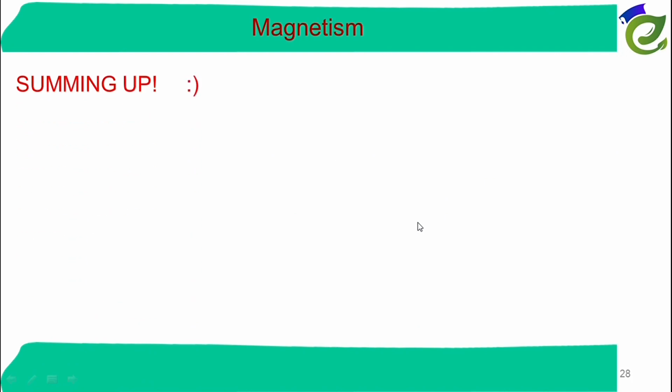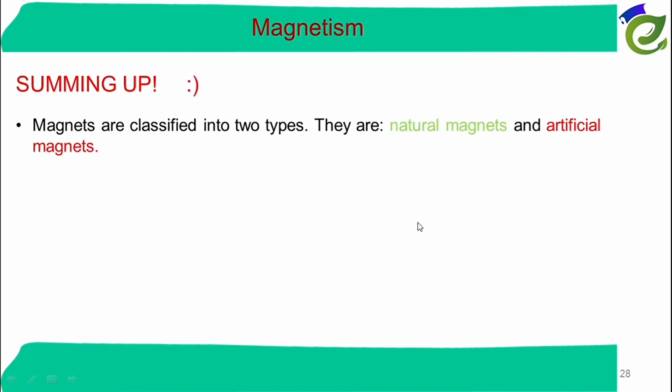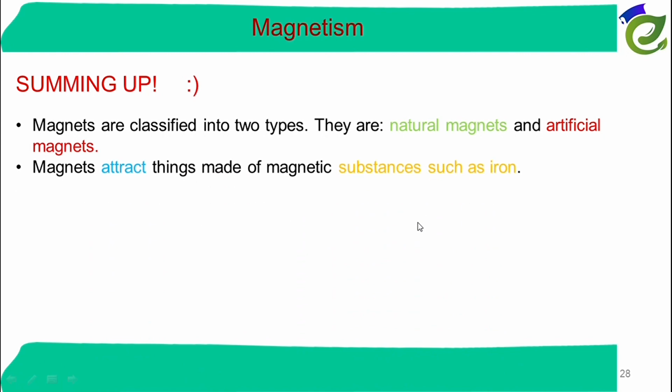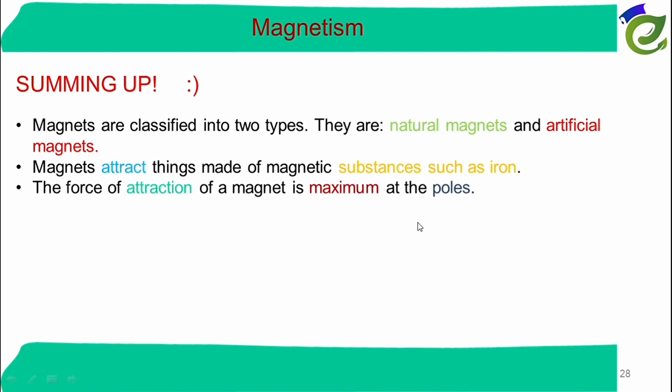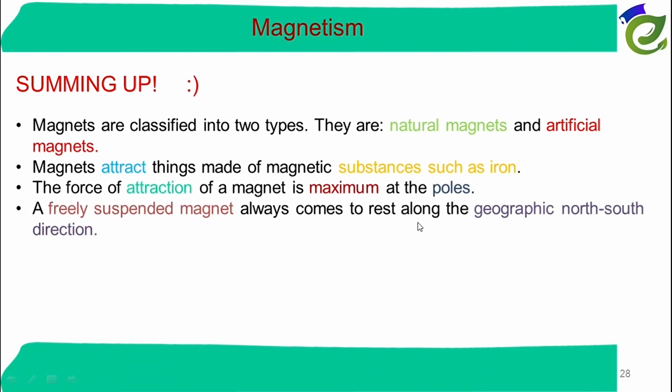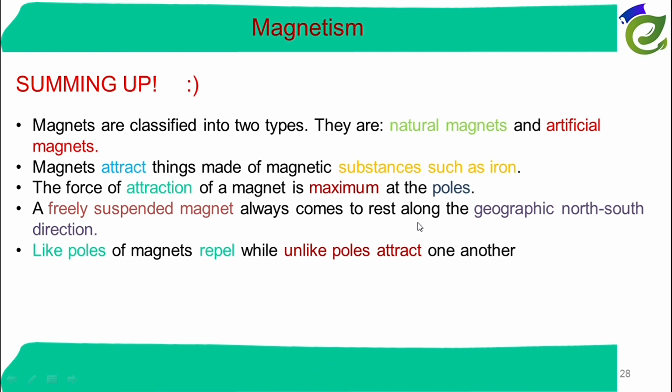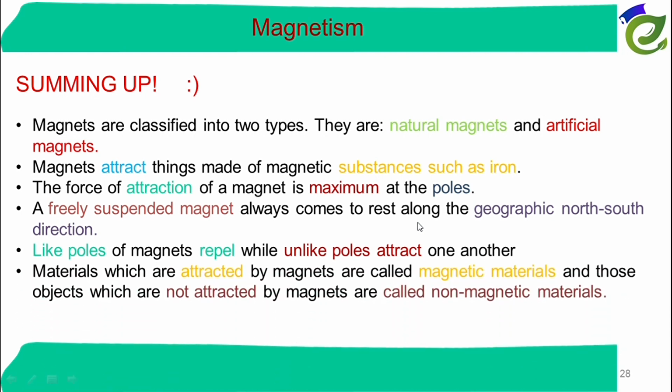Let's sum up the topic. Magnets are classified into two types, natural magnets and artificial magnets. Magnets attract things made up of magnetic substances such as iron. The force of attraction of a magnet is maximum at the poles. A freely suspended magnet always comes to rest along the geographical north-south direction. Like poles of magnets repel while unlike poles attract one another.